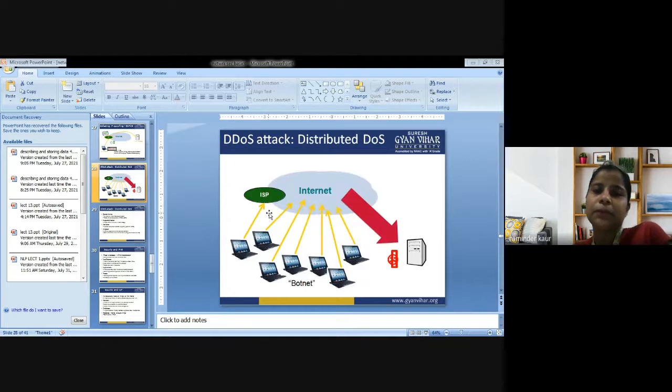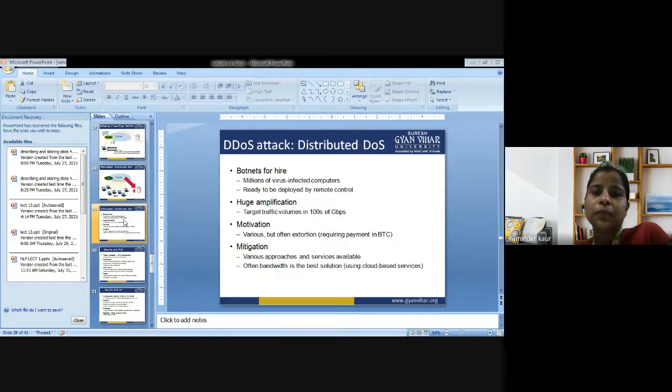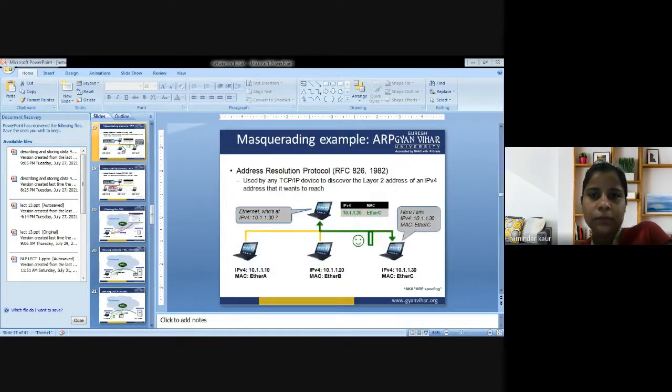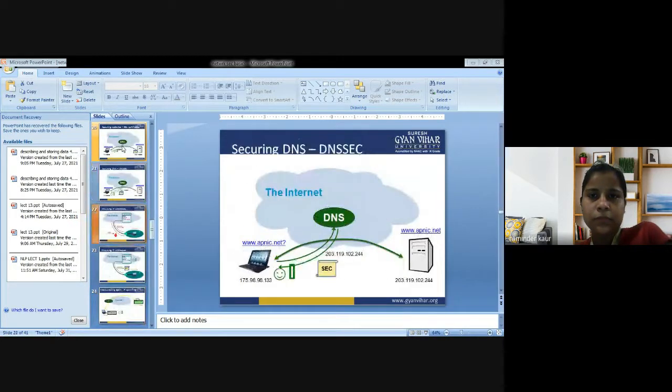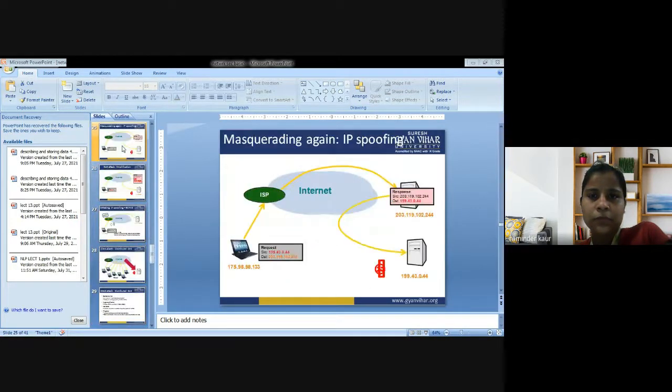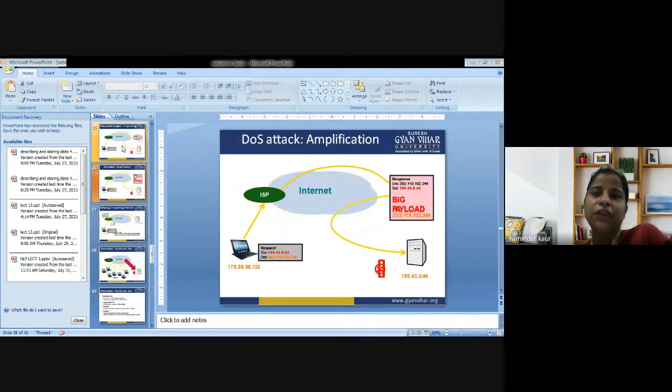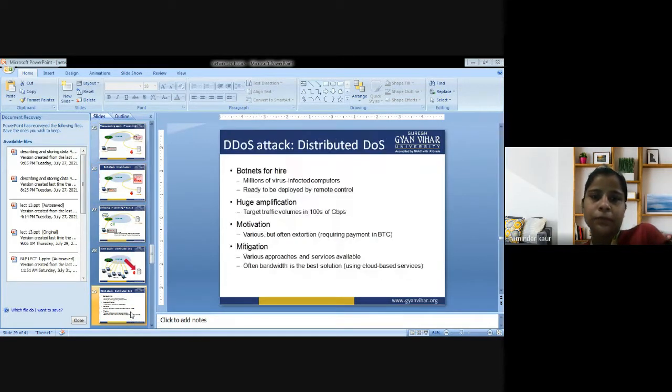Here is the example. So many computers are there. Huge amplification, with target traffic volumes in hundreds of Gbps. This one is the example. Amplification. Just wait, we have done the same. This one is the amplification example. So it is concerned with high volumes of traffic.